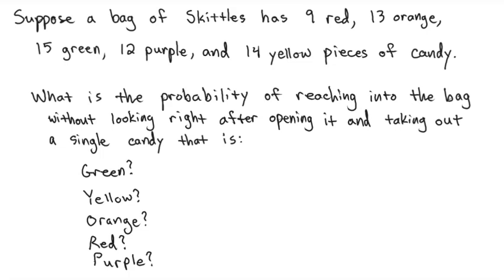All right, so let's do some examples of calculating probability. Let's look at this situation right here. Suppose that we have a bag of Skittles. We know that in a regular bag of Skittles there are 5 colors of candy: red, orange, green, purple, and yellow. Let's say this particular bag has 9 red candies, 13 orange candies, 15 green candies, 12 purple candies, and 14 yellow candies.